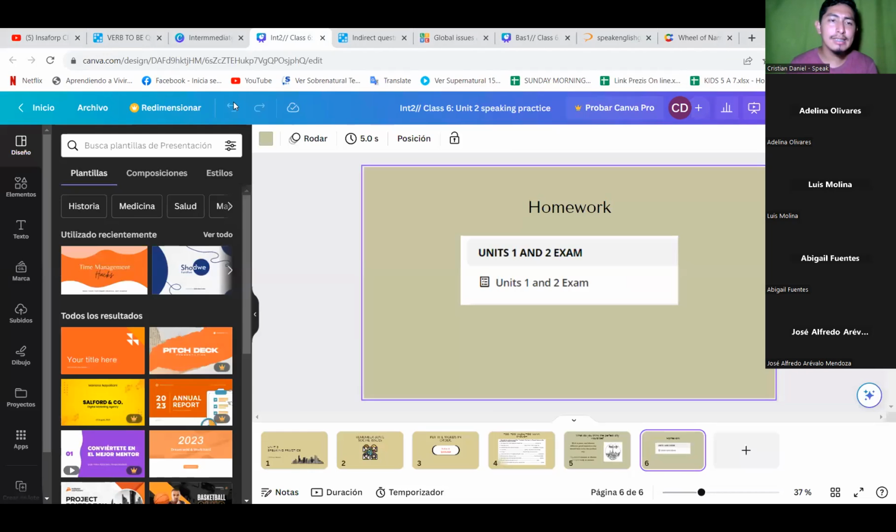At this time, guys, I invite you to please do your homework. What is our homework, guys? Take the exam for units 1 and 2. Today we finish unit 2, so please take this exam. If you have any questions about any activity on the platform, remember, just let us know on the WhatsApp group, and I will try to help you. In case I am not able to help you, my coordinator is going to do it, or some of our classmates can also help us.